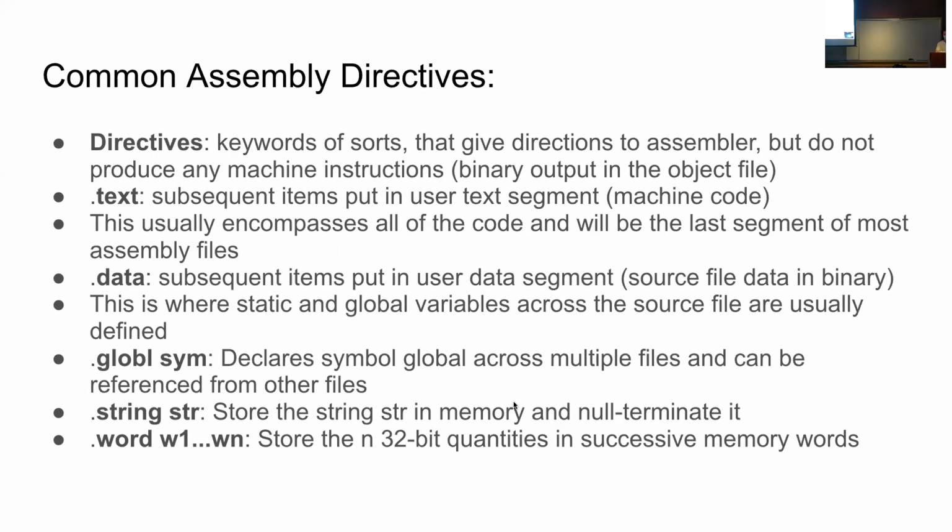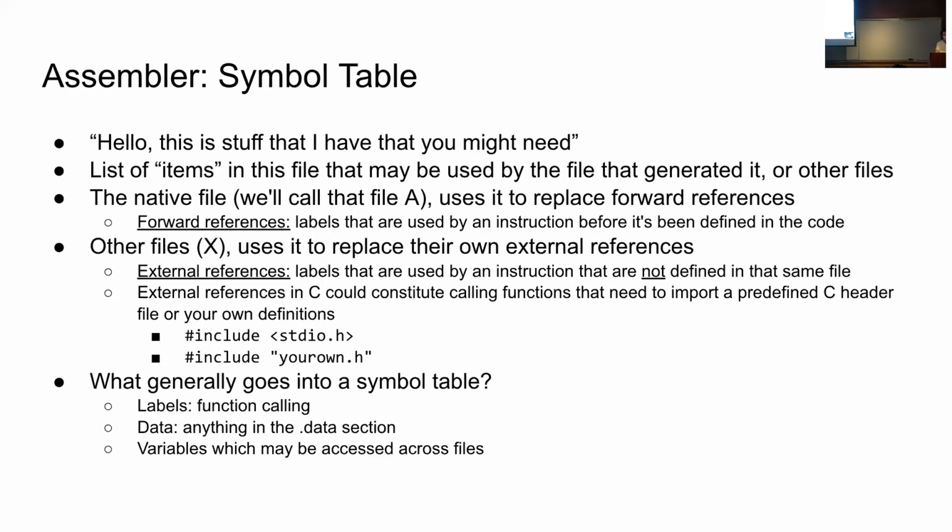And then this again, I would not say is imperative, but another thing that could go on your cheat sheet: common general directives. Directives are keywords of sorts that give directions to an assembler, but do not produce any actual machine instructions, binary output to the final object file. And again, those are just something that you could write down and know on your cheat sheet.